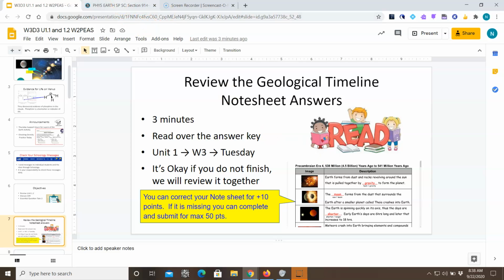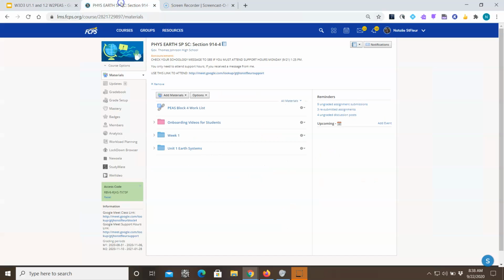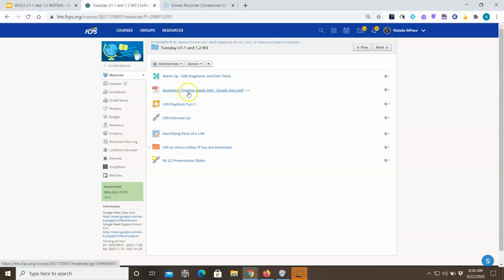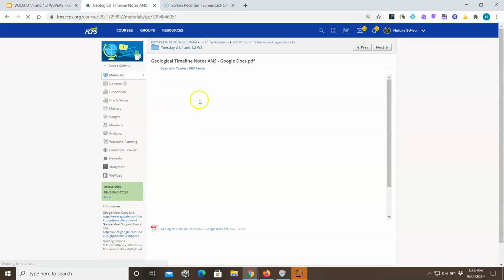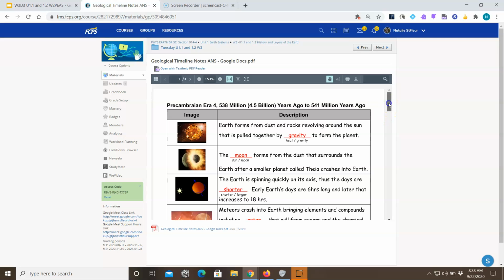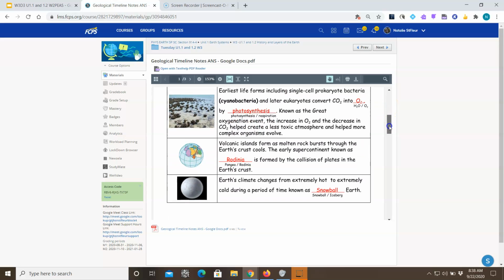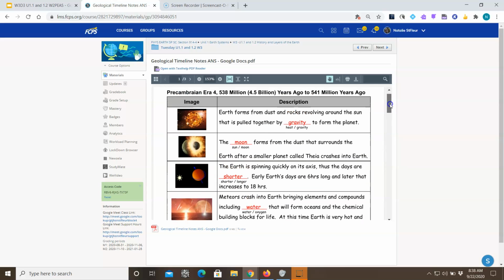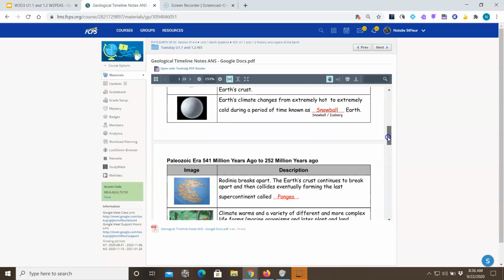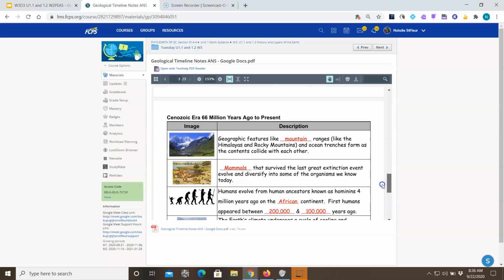What folks did was take a few minutes to read over the note sheet. Let me show you where the note sheet answer key is. We're in Unit 1, W3 for Week 3. Today's Tuesday, and the note sheet is the second assignment there. It may be the first by the time you open this, because the first activity will be unpublished shortly. So you're going to read through and skim through the answer key.